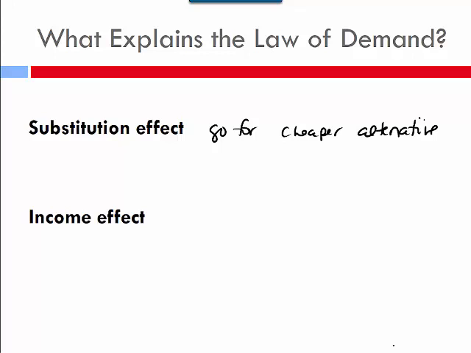Sometimes you can't switch. Let's say it's gas, and the price of gas goes up. You probably don't have a lot of alternatives that you could put in there. So you also have the income effect. If the price goes up, you simply can't afford to buy as much.